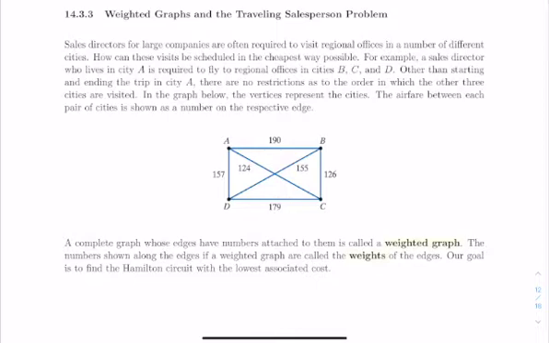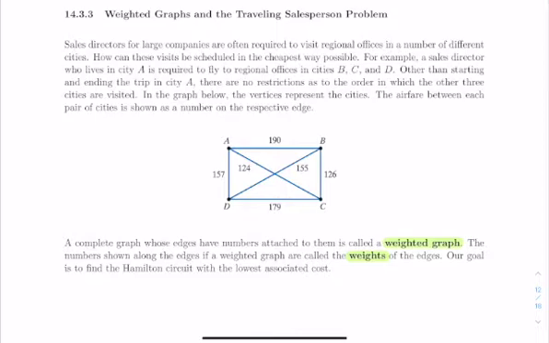In the graph below, the vertices represent the cities. The airfare between each pair of cities is shown as a number on the respective edge. A complete graph whose edges have numbers attached to them is called a weighted graph. The numbers shown along the edges of a weighted graph are called the weights of the edges. Our goal is to find the Hamilton circuit with the lowest associated cost.